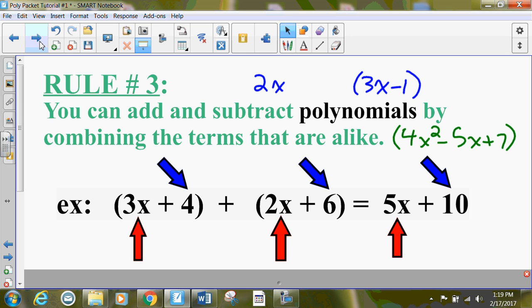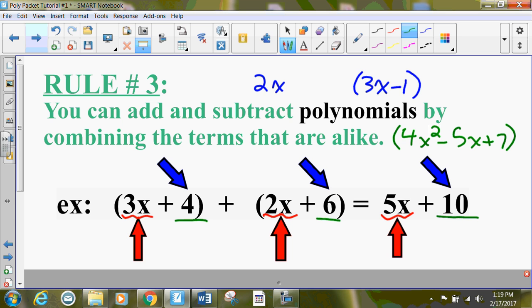And so the red arrows indicate the fact that 3x and 2x are like terms, so we can combine them. How many x's do we have if we have 3 x's and then another 2 x's? Well, we have 5 of those x's. How much do we have if we have the number 4 plus the number 6? Well, that's the number 10.